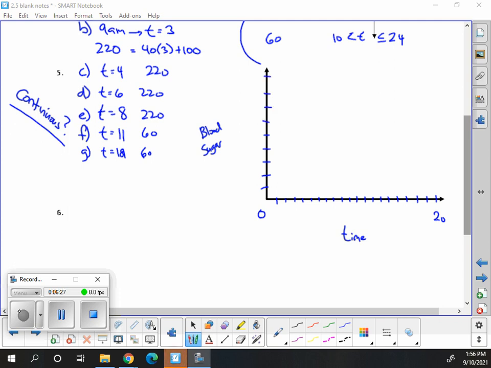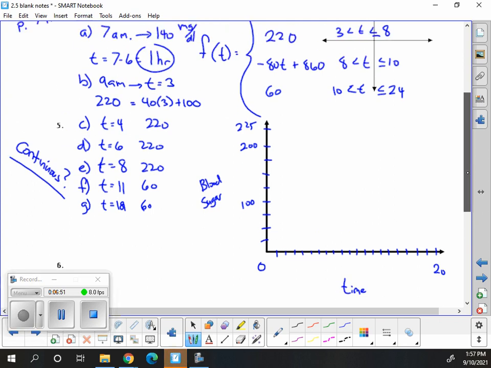Okay, so we need to go up here. We need to go up to, Julian, yes. So let's go up to what number? What do we need to get to? I'll go by like 25. So this will be 225, this will be 100, and this will be 225 up here, something like that. All right, so when we graph here, we've got the function 40t plus 100.